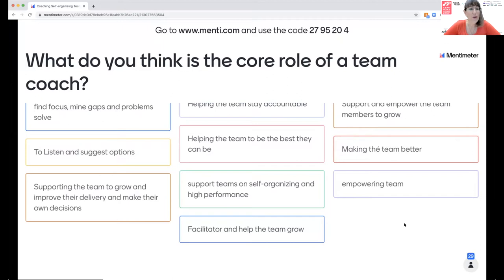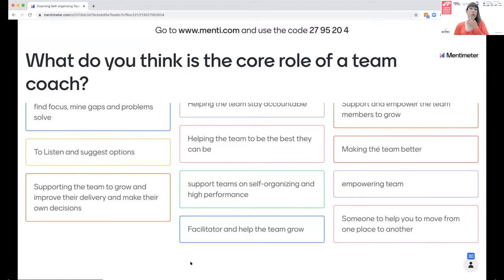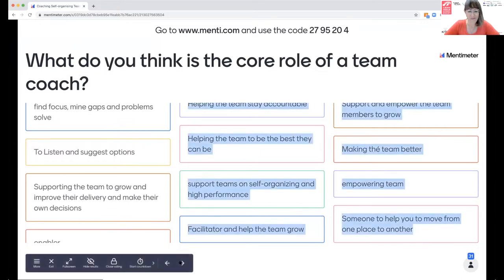So we've seen the word facilitator there, and that's interesting. We'll talk about that later in the realm of coaching. One place to another, yeah. Brilliant. Focus, gaps, problem solve. Okay, and we'll come to that as well in a minute. That's an important one to pick up on there. Brilliant. So now if you want to go to the definition of coaching, Charlotte.